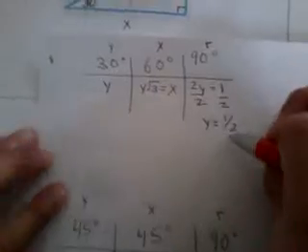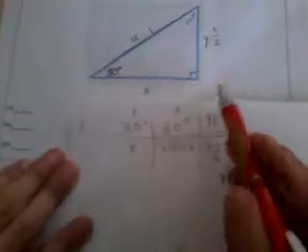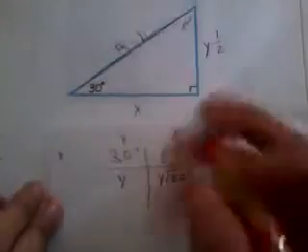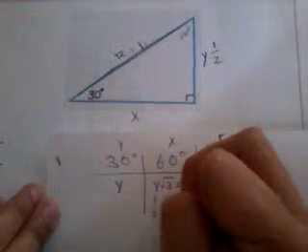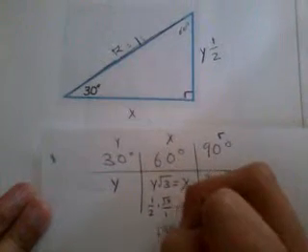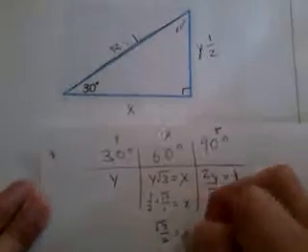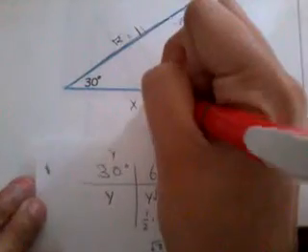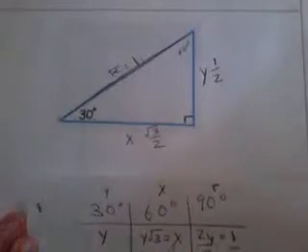So y equals 1/2, which means that's the length of this side. Since we have figured out y, all we need to do is plug it into this. So it's 1/2 times the square root of 3 equals x, which is the square root of 3 over 2 equals x. So then we have found this side.